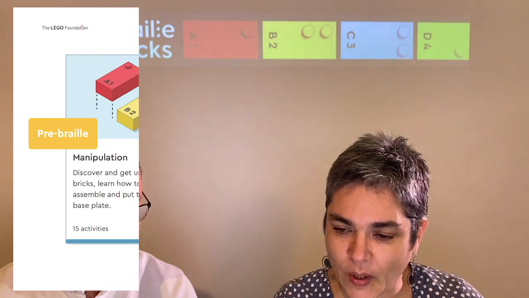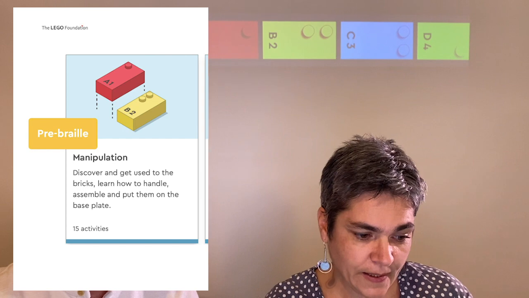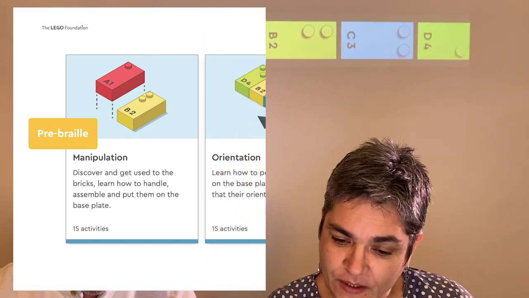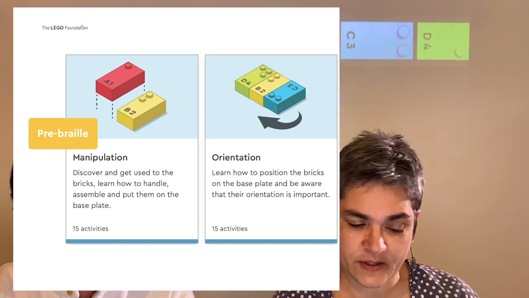So in each category, Prebraille and Braille, you will find 3 subcategories on the website, and the activities are split among them. So you have 15 activities in the manipulation section, 15 also for the orientation section, and 15 for the constellation.